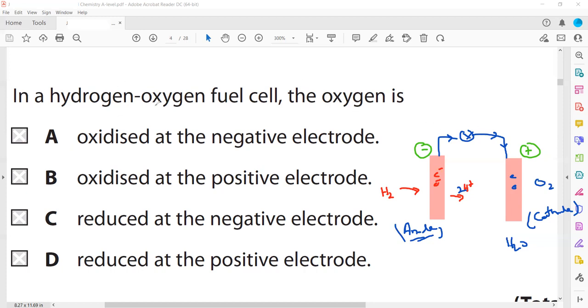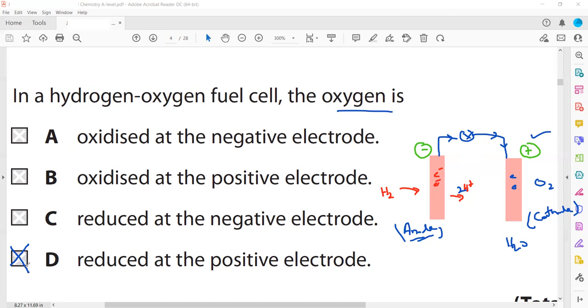So first, what happened in the hydrogen fuel cell? What happened to oxygen? Oxygen gains electrons. If oxygen gains electrons, it is reduced. And which electrode is this, positive or negative, in terms of electrons? That is the positive electrode. So D is the right answer.